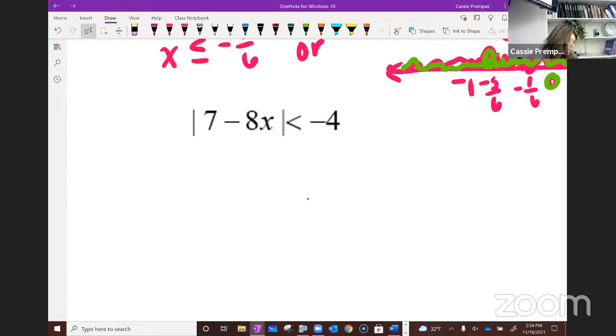If you're asking the absolute value, that means the distance away from 0 on a number line. What numbers have distances away from 0 that are less than -4 units?